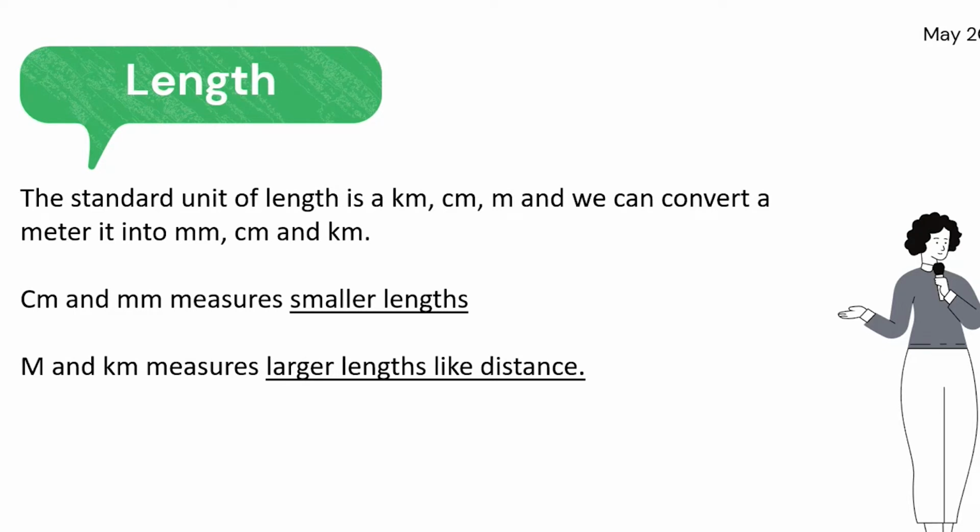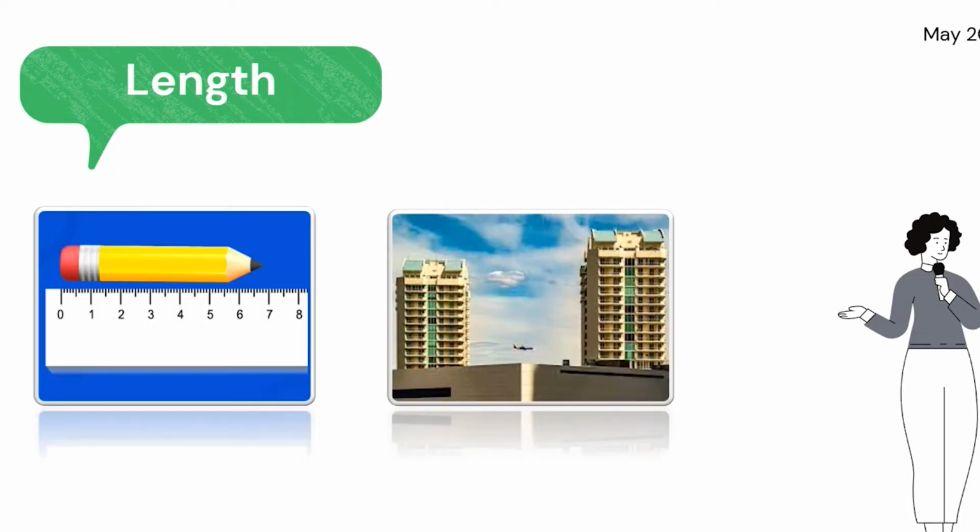Based on the metric system, the standard unit of length and commonly used is a kilometer, centimeter, and meter, and we can convert a meter into various units like millimeter, centimeter, and kilometer. Centimeters and millimeters help measure smaller lengths, and meters and kilometers help measure larger lengths like distance. For example, based on the picture, the length of the pencil can be calculated in centimeters or inches using a ruler, while kilometers can measure the distance between two buildings or places.